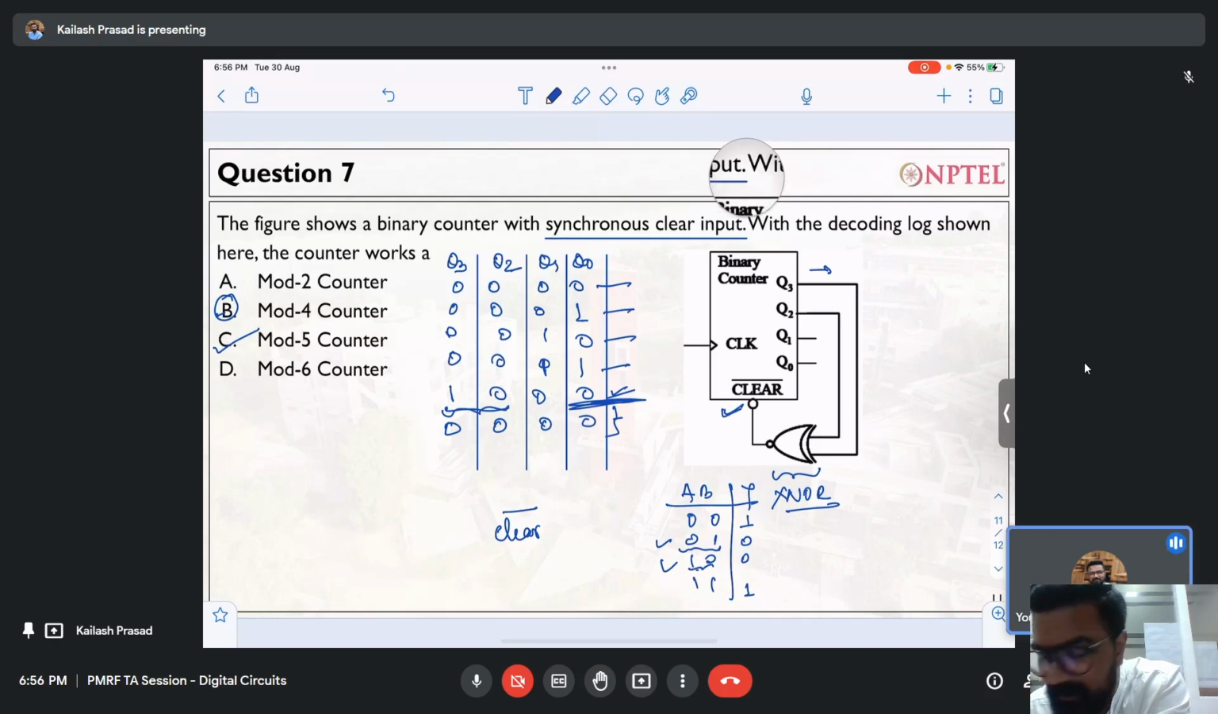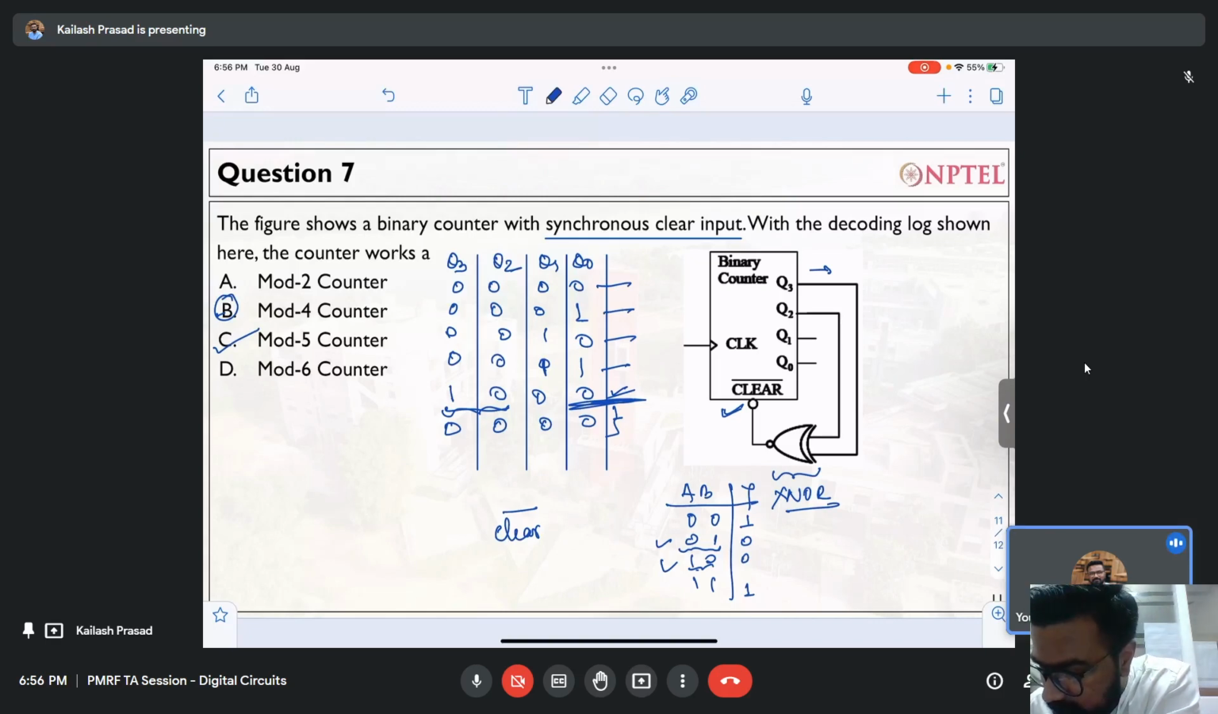Please note, it's synchronous clear, so it won't immediately change the output. It will wait for the next clock to change the output. Could you please explain to me regarding the synchronous and asynchronous clear? Okay, so let me just give you an example of synchronous and asynchronous clear, right?